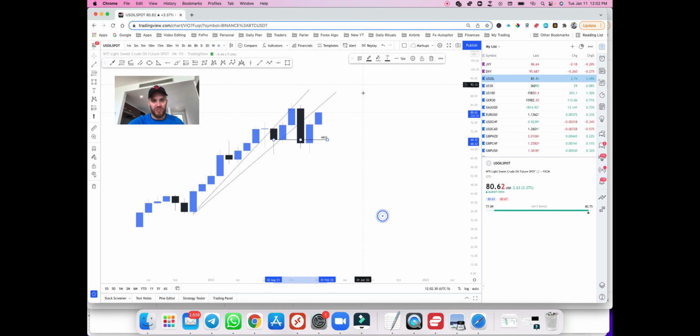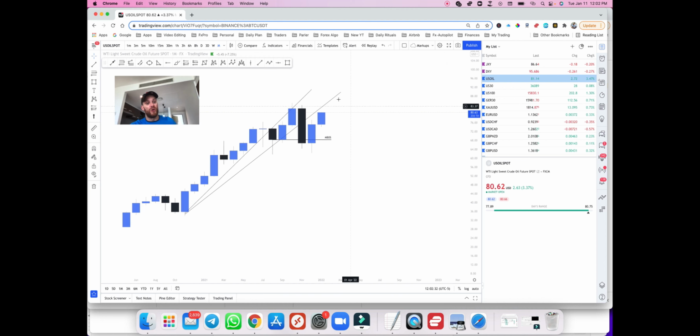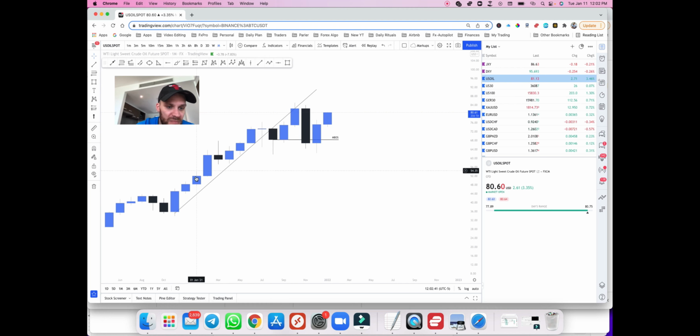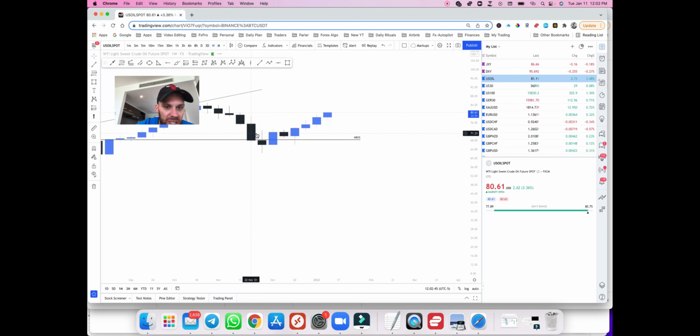MBOS. There we go. So monthly break of structure. That's just so I know what I'm doing when I go down to lower time frames. I can use that as a point of interest. So I'm going to leave that momentum monthly trend line there. You'll see why later. Weekly time frame here.